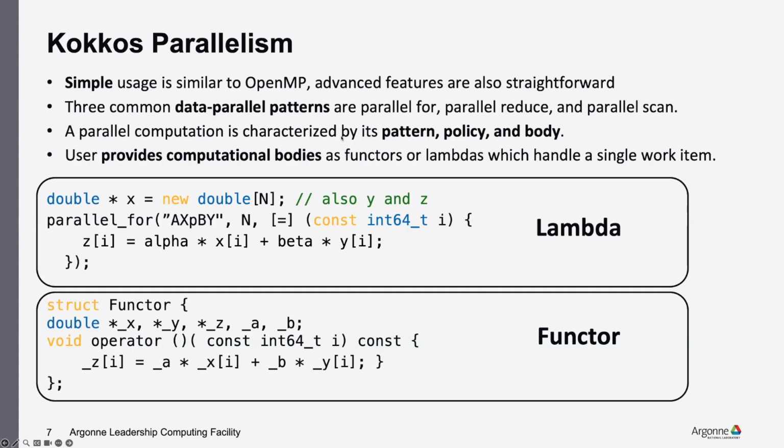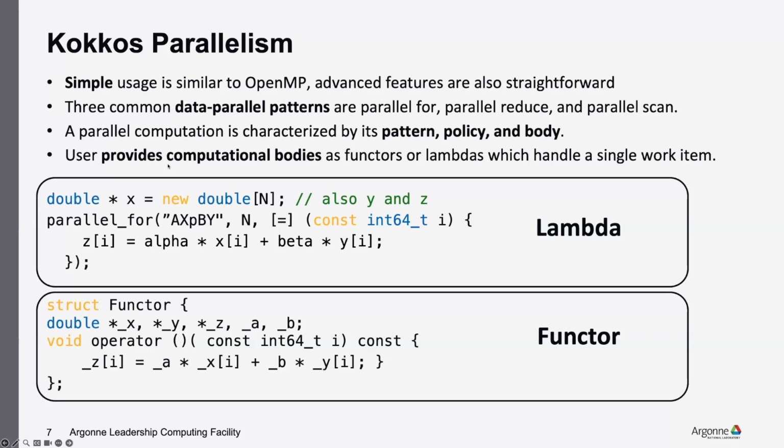So for Kokkos parallelism, the simple usage is straightforward, similar to OpenMP. The advanced features are also pretty straightforward. As I mentioned earlier, the 3 common data parallel patterns are parallel_for, parallel_reduce, and parallel_scan. You put it all together. The computation is characterized by the pattern, its policy, and the body. The body is the work. The pattern is what kind of parallel work you are doing, and the policy is how you want to execute it.